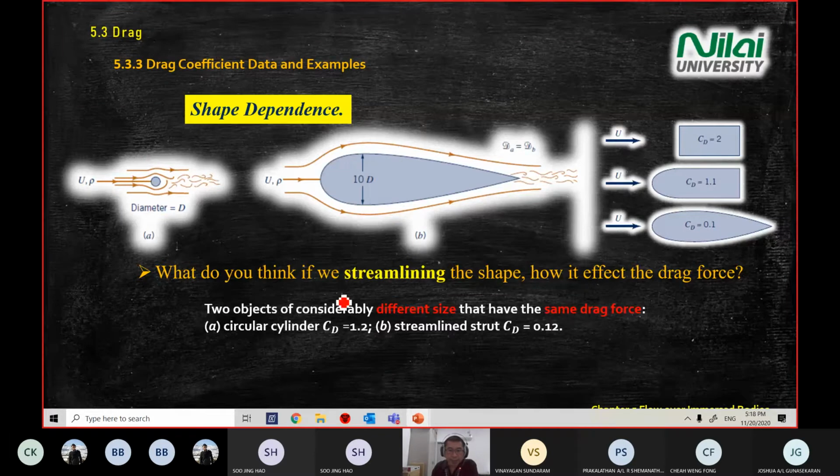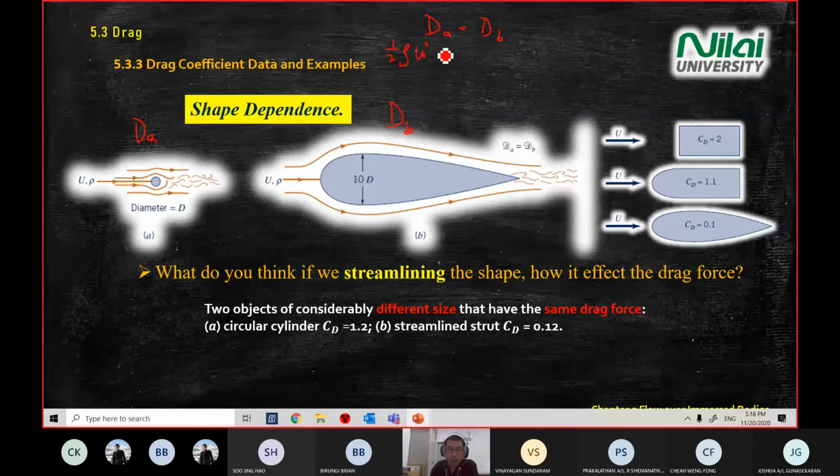Different size, same drag means that if you have the same drag, for example, drag A and drag B, your drag A is the same as drag B. What is the equation for drag? Half rho U square CDA, equal to half rho U square CDA also.